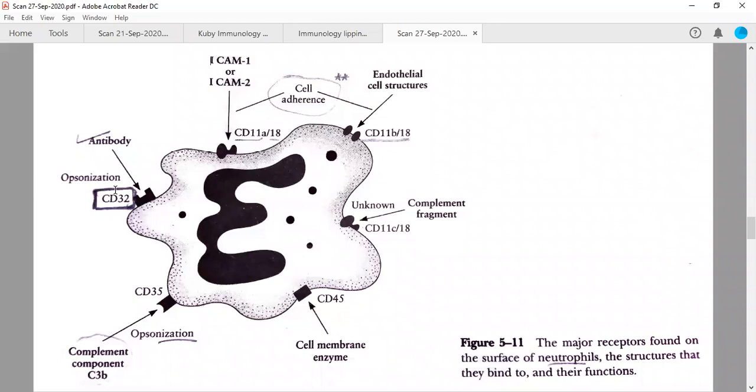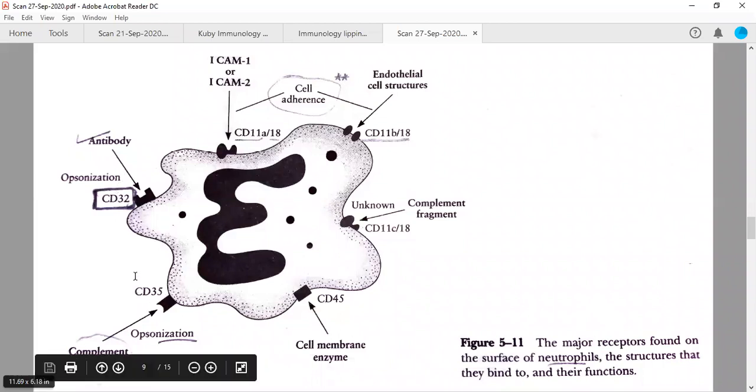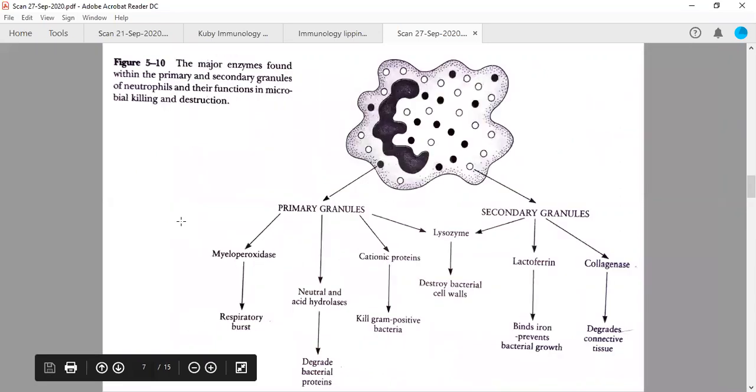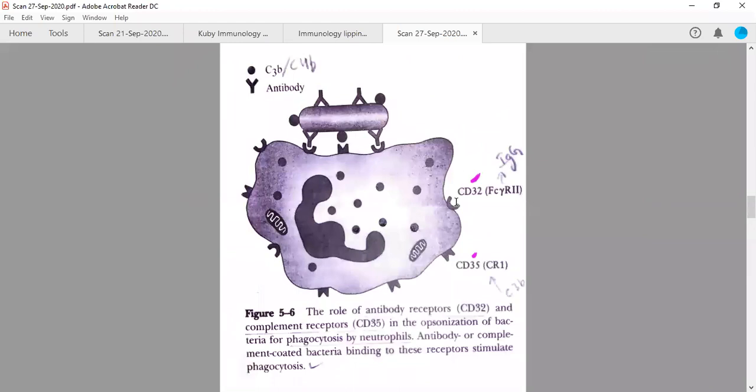Major significance to the neutrophil are CD32 and CD35, as you can see in this diagram also. So CD32 is helping in binding of the Fc region of antibody. These are antibody receptors, CD32, and CD35 is complement receptor 1. So this will help in binding with the complement protein C3b or C4b.